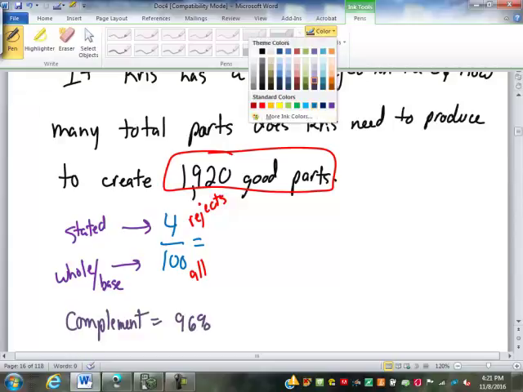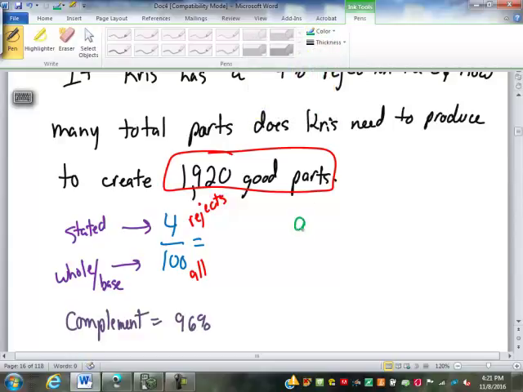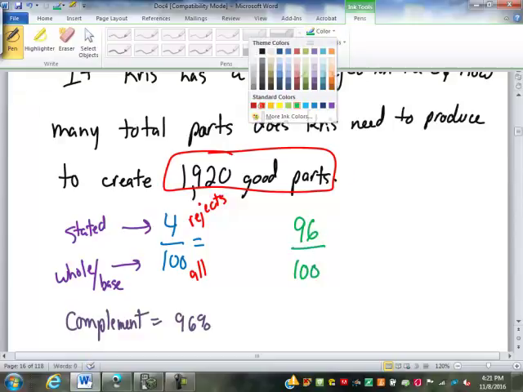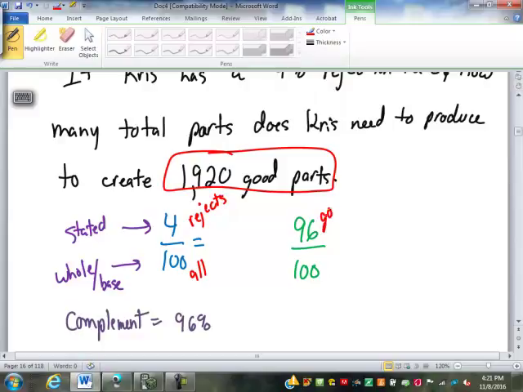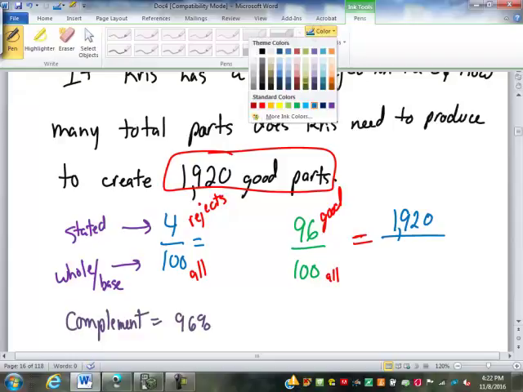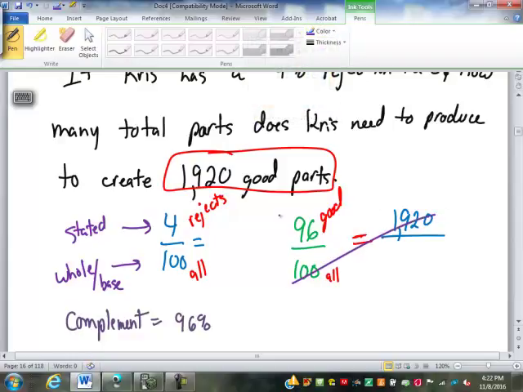So what we're saying here is the percent we want to use is the 96%. Because if 4% are rejects, 96% is good out of all 100%. So on the other side, we have 1,920 good parts. That matches up with the 96%. We cross multiply and divide, and we get 2,000 total parts produced.